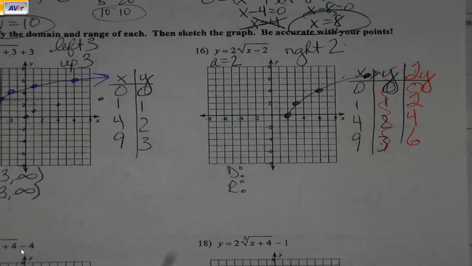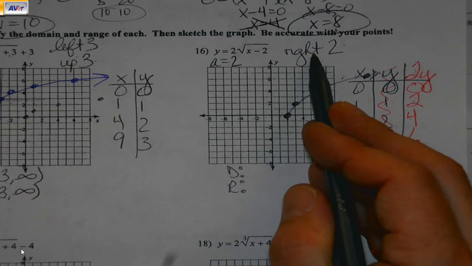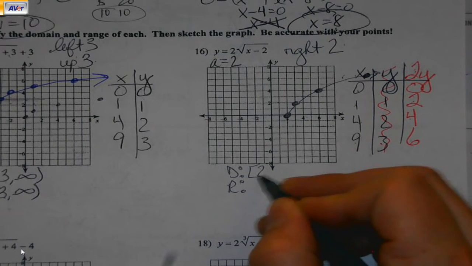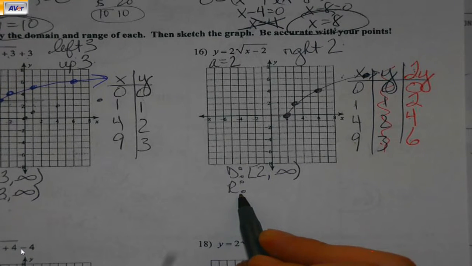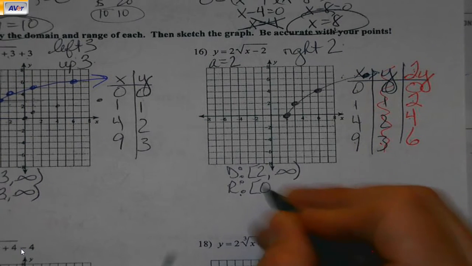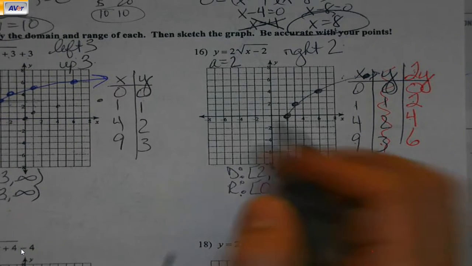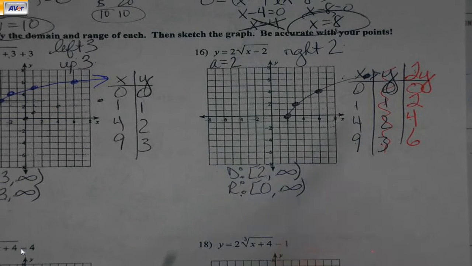So here, okay, my domain. Did I move left or right at all? Yeah, I moved right 2. So my domain, instead of starting at 0, starts at 2. Even though I could look at the graph and see the same thing. My range normally starts at 0. Did I move up or down at all? No. So my range is still at 0, which again I could see even if I looked at the picture.